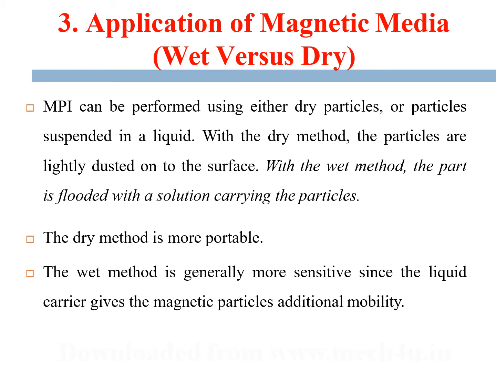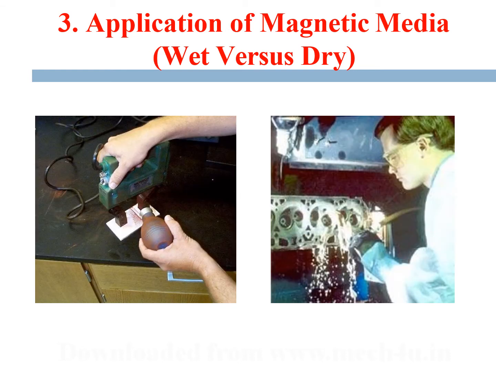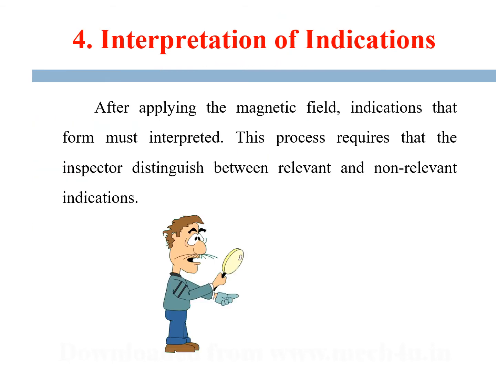And in the wet method, the specimen to be tested is flooded with a solution that contains these particles. The dry method is more portable, but the wet method is generally more sensitive and can give more accurate results, since the liquid carrier gives the magnetic particles the additional mobility that is needed. So it's more sensitive and it will give better results. Now these are both the methods. The first figure represents the dry method, where the particles are just blown onto the surface where the defects are to be found. The second is the wet method, where a solution containing the particles is flooded onto the specimen where the testing is to be done.